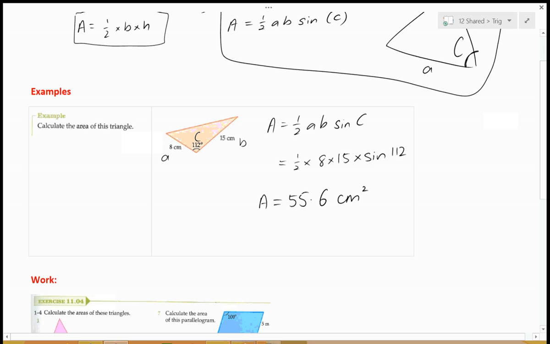So remember to put in your unit, centimetres squared, and other than that, it's exactly the same as how you'd do this problem as a Year 10. It's just that you've got a triangle that doesn't have a given height or base. You just have two sides and an angle.